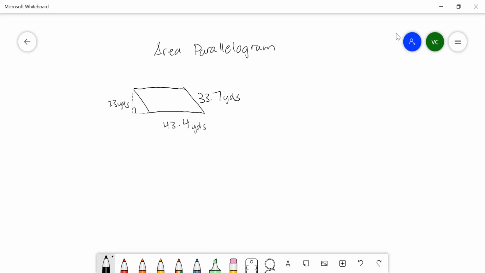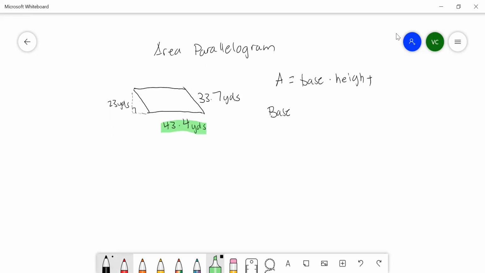So the formula to find the area of a parallelogram is just base times height. The hardest part of this is figuring out which side is the base and which side is the height. The base can be either side, actually. But in our example, our base is going to be 43.4.